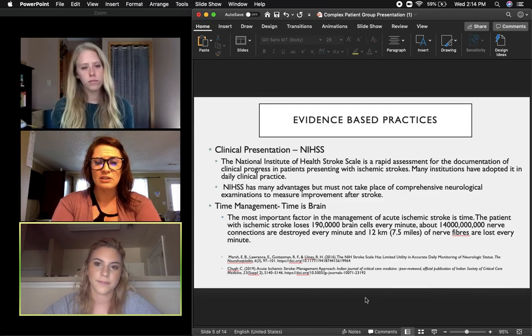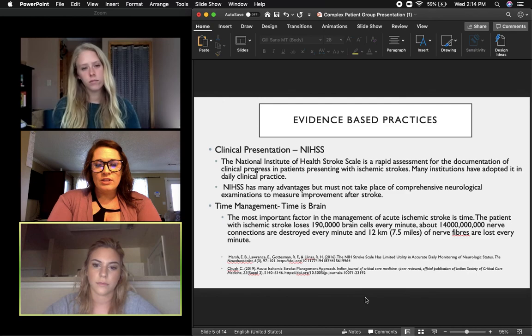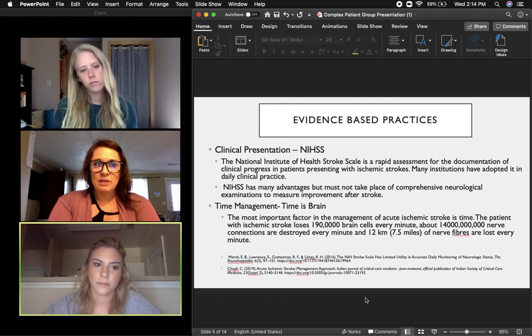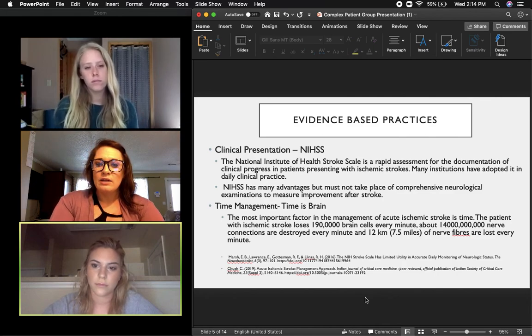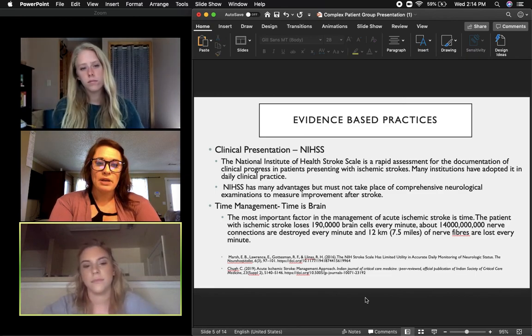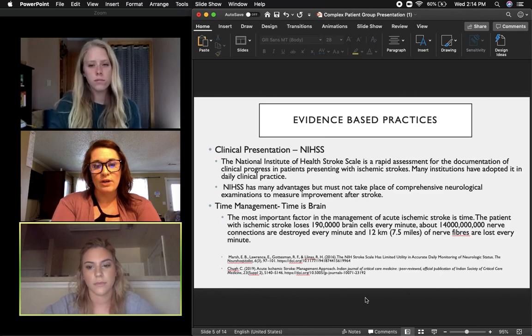Time management is extremely important because time is brain. With ischemic stroke, thrombolytic therapy needs to be initiated as soon as possible, ideally within 1 to 3 hours of symptom onset. This is because the brain loses about 900,000 brain cells every minute, and 4 million nerve connections are destroyed every minute when a stroke happens.